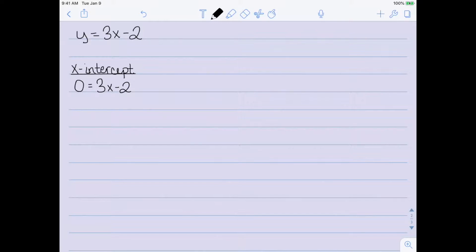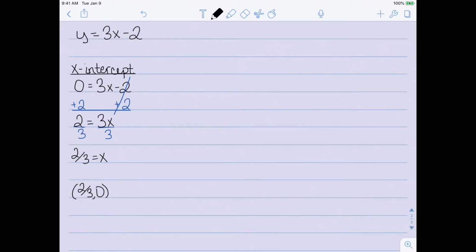We start by adding 2 to both sides. When I do that, the 2's on the right cancel, and I'm left with 2 equal to 3x. I can then divide both sides by 3, and that gives me 2/3 equal to x. Now that I've solved for x, I have the value of my x-intercept. It is the point (2/3, 0).